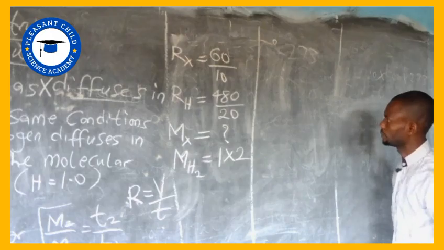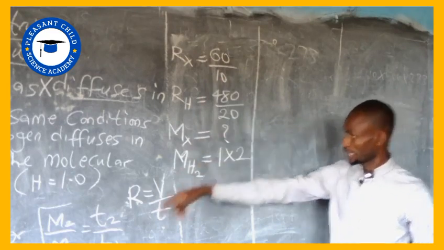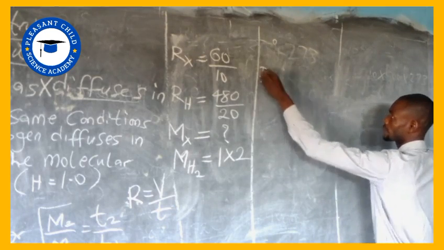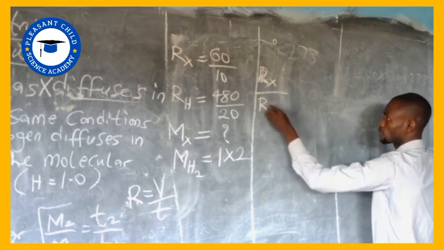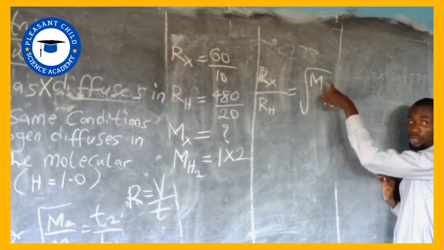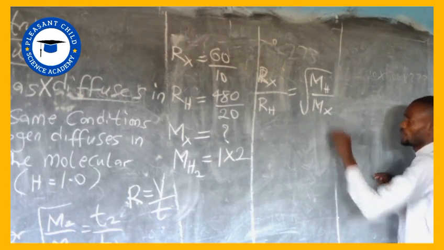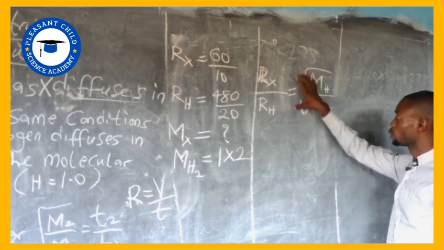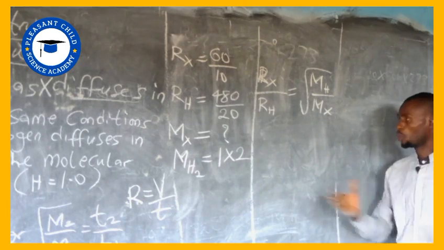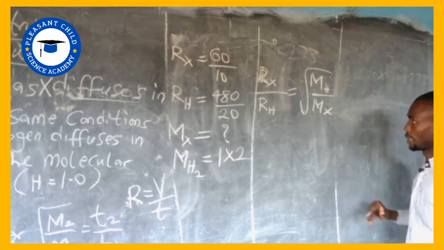Are you with me, class? Now, since we have done the analysis, we can substitute X and hydrogen into this formula. And we are going to have Rx, rate of X, over rate of hydrogen is equal to square root of molar mass or relative molecular mass of hydrogen over relative molecular mass of X. Please, it is very important to do it this way. Don't use rate 1 over rate 2, since we already know our gas. So this is the formula we are going to be working with right now.